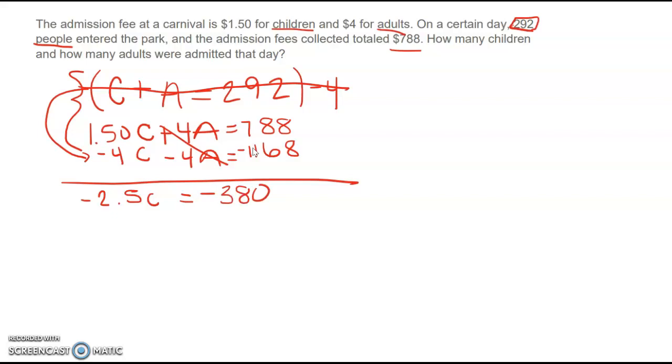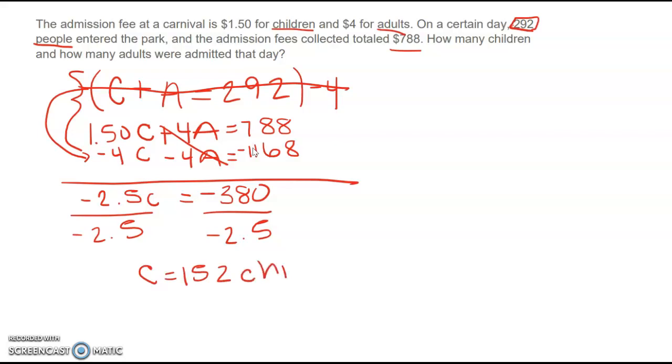And then now I just need to finish solving for c. So divide both sides by -2.5. And that will give me c equals 152. So basically I know I'll have 152 children.